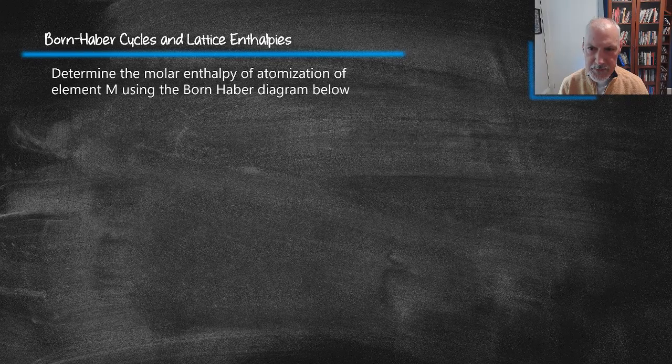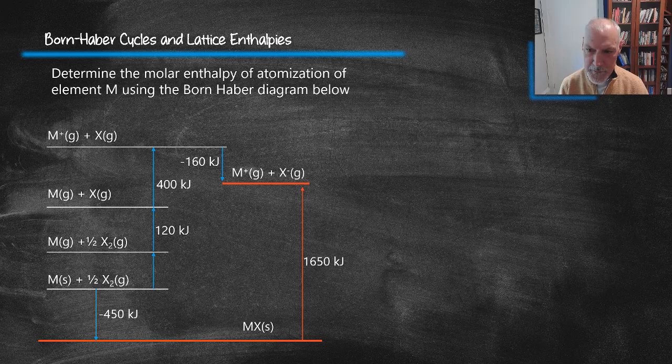Determine the molar enthalpy of atomization of element M using the Born-Haber cycle shown below. So what we're after is this value right here, to turn M solid into M gas, using the information presented in the cycle. I want to start here and finish here. So my first step is to go down 450. My next step is to go up 1650. And then I'm going to go up.